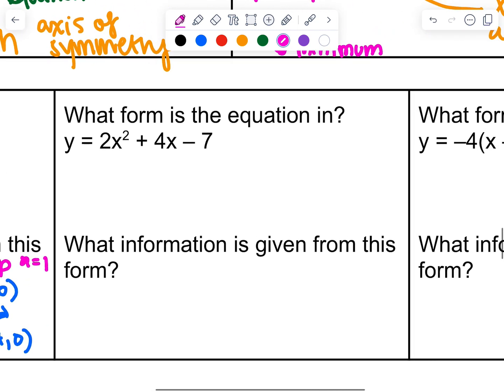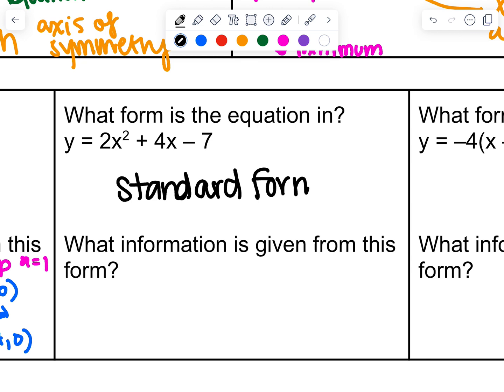If we look at our next example here, well, this is in standard form. It takes the form of ax squared plus bx plus c, which means we should be able to tell the y-intercept right off the bat. And we can do just a little bit of work to get that axis of symmetry. So if we're finding the y-intercept, all we have to do is say, hey, what is the constant? Well, c equals -7. So the y-intercept must be -7. Oops, 0, -7, not -7, 0.